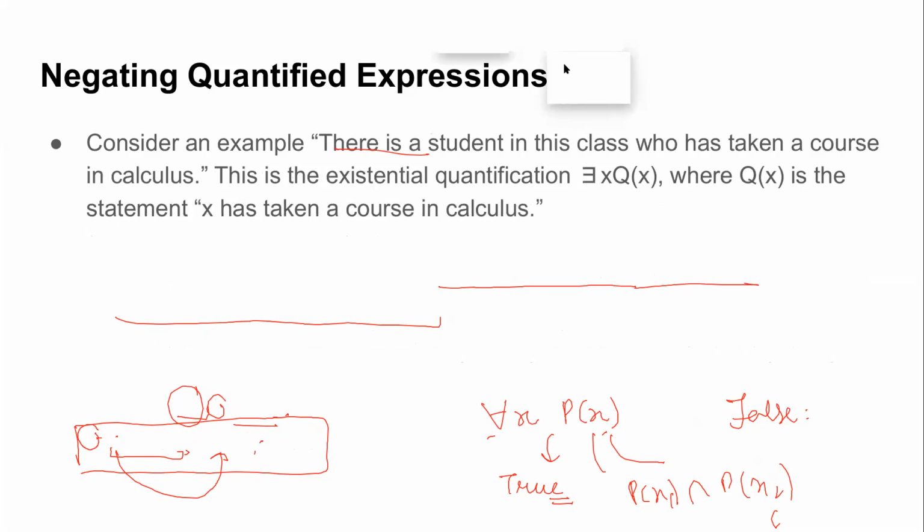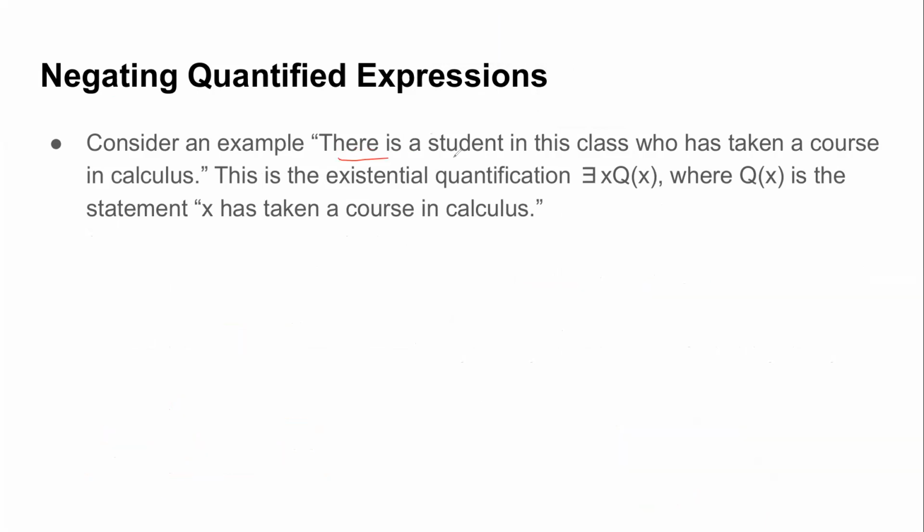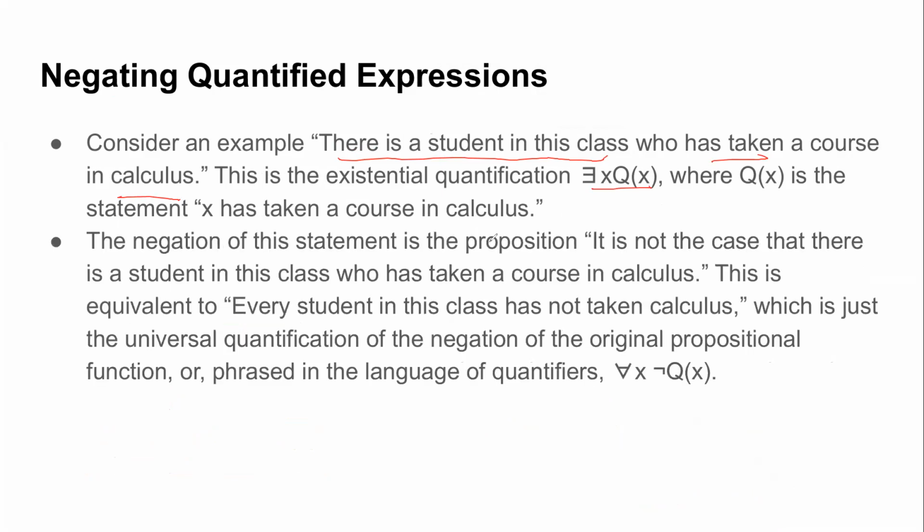Similarly, let's look at the other case. Suppose there is a student in this class who has taken a course in calculus. So there exists some student in the class who has taken this calculus course. Now if I have to negate it, what I mean is every student in this class has not taken calculus. Again the same thing applies. If I have to show that there exists x Q of x is true, what do I need to prove? Remember, it is a disjunction. So what do I need to prove? Yes, class, do I need to prove all of them are true or at least one of them is true?